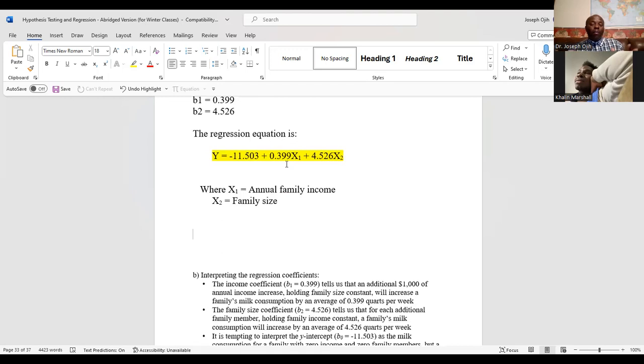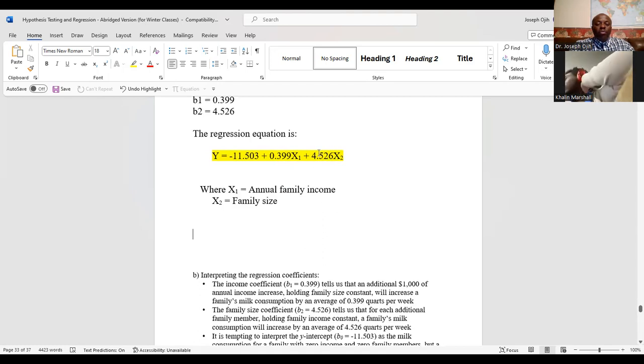if we hold the family size constant, means that when the annual income increases by an extra $1,000, the family milk consumption will increase at the rate of 0.399 quarts per week, if we hold the family size constant.